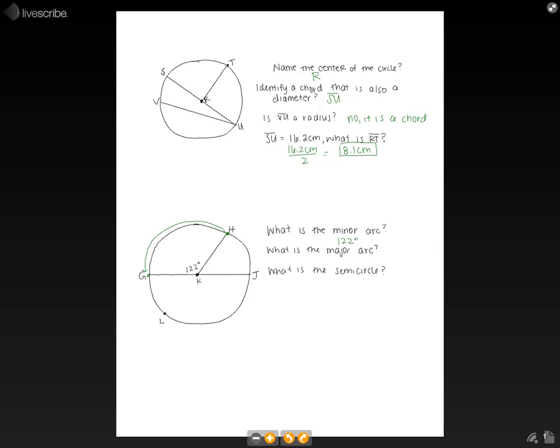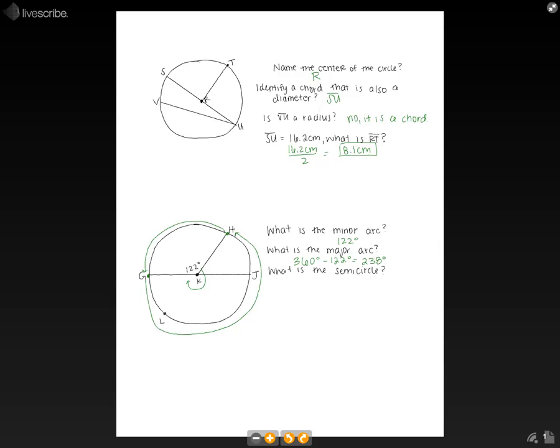Now it asks us what our major arc is. So the major arc is the longest arc connecting two endpoints of a circle. So if we go this way, that is our major arc. So we know that arc HG is 122 degrees, but we need to find out what arc HKG, this part, is. So we can do 360 degrees minus 122 degrees equals 238 degrees.